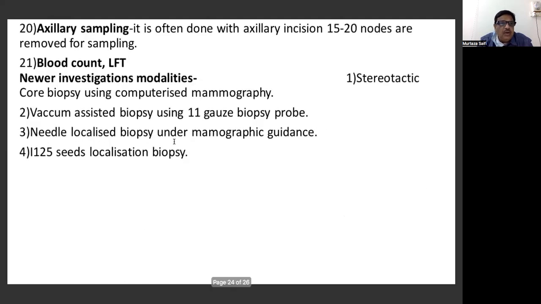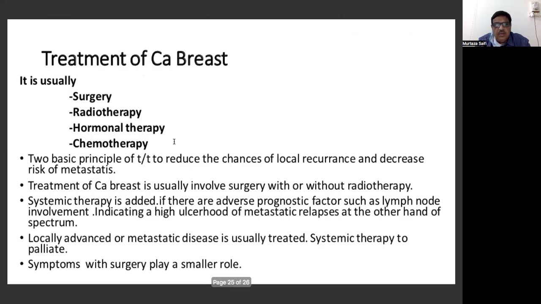CT chest and abdomen. Axillary sampling is often done with an axillary incision. 15 to 20 nodes are removed for the sampling. Next investigations are blood count and LFT. Newer investigation modalities: core biopsy using computerized mammography, vacuum assisted biopsy using 11 gauge biopsy probe, needle localized biopsy under mammographic guidance, stereotactic biopsy, and radioactive seed localization biopsy.